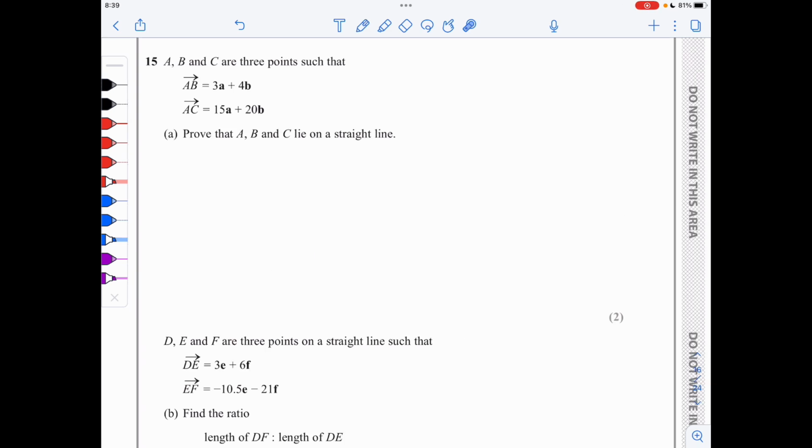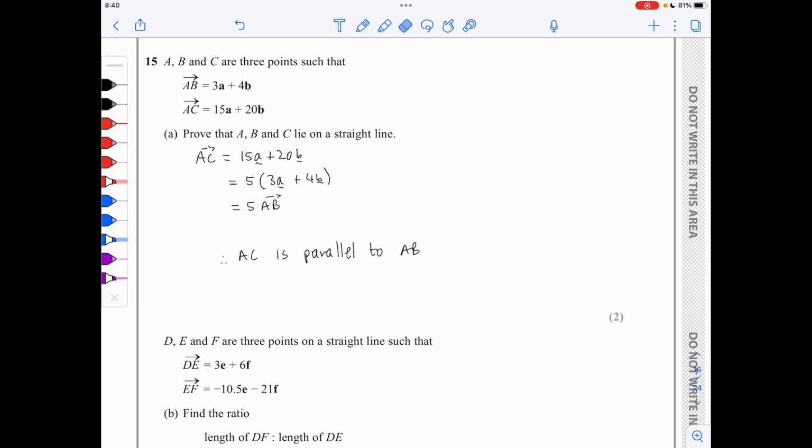In 15, we've got the vector AB and the vector AC, and we need to prove that A, B, and C lie on a straight line. So we start with AC being 15A plus 20B as given in the question. We notice there's a common factor of 5, so this is 5 times (3A plus 4B), and we notice that 3A plus 4B is exactly the vector AB. So this means that AC is 5 times AB, and therefore we conclude that AC is parallel to AB.